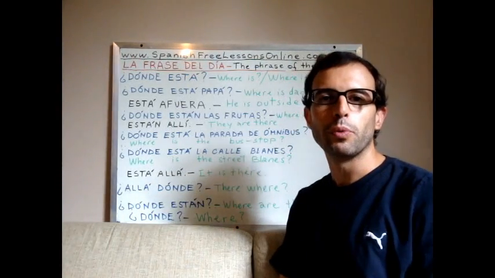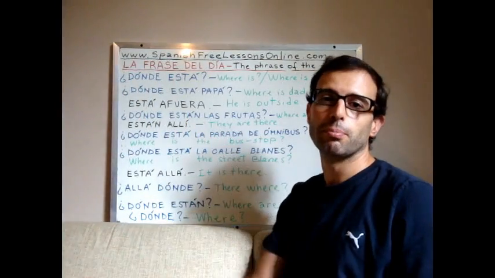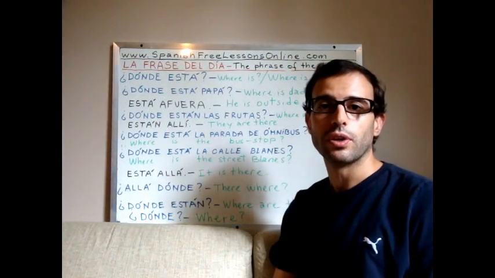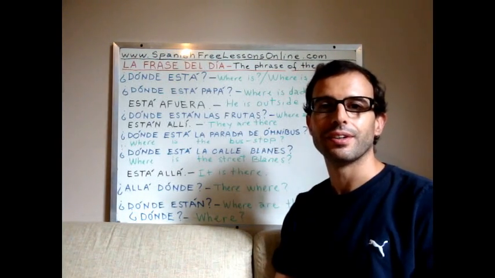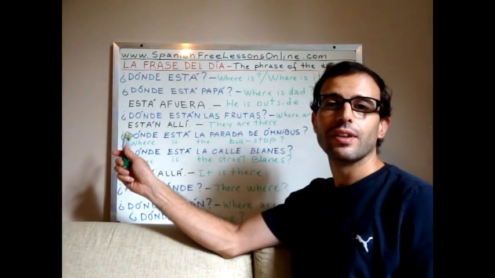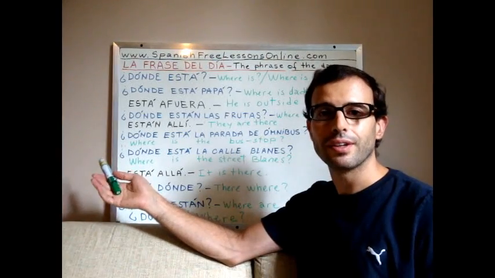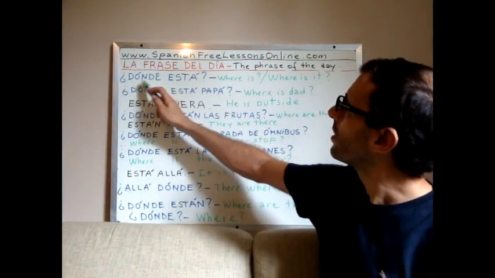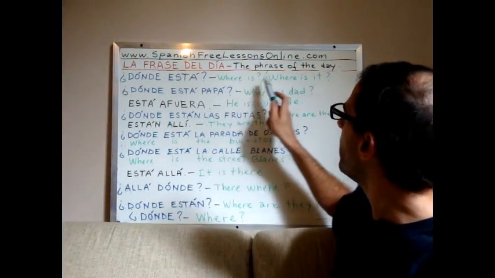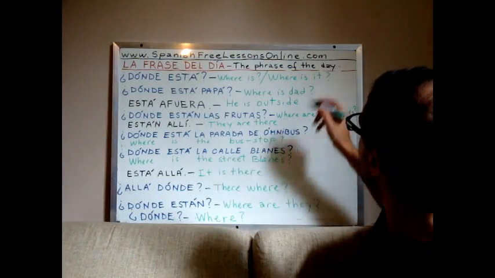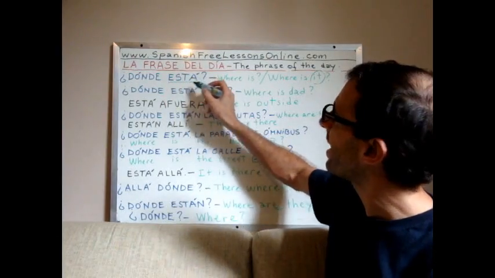In today's lesson, we will learn a new phrase, the phrase ¿Dónde está? Or better said, the question ¿Dónde está? Which means where is it or where is. So, since the Spanish verbs always bring the subject pronoun implicit in the conjugation, this ¿Dónde está? Can mean where is or where is it, right? The it is already implied in the conjugation está.